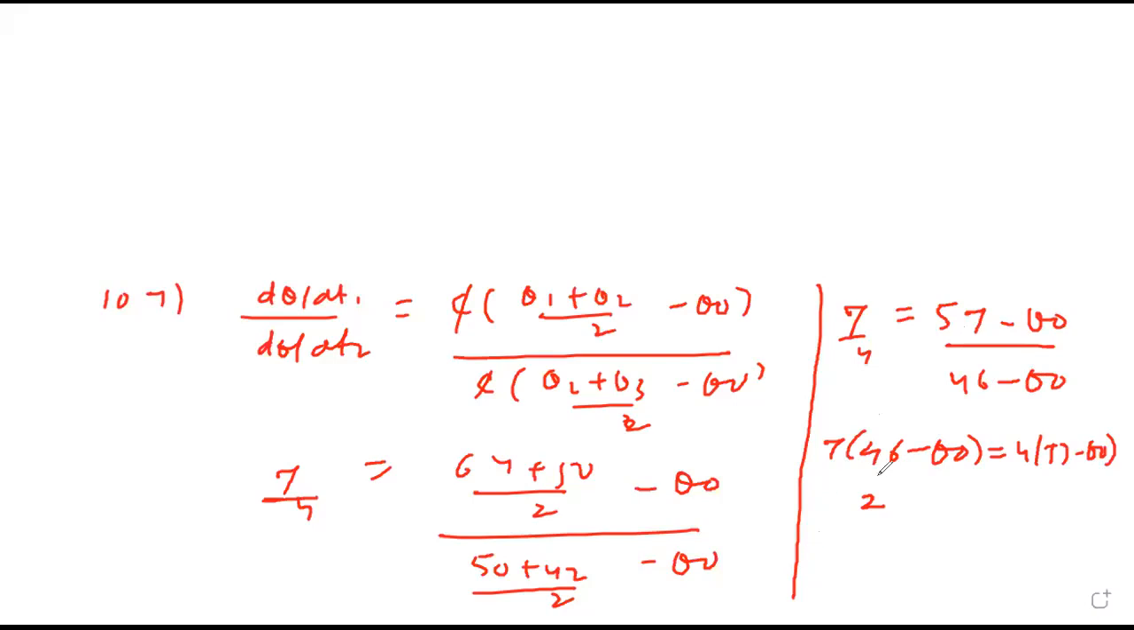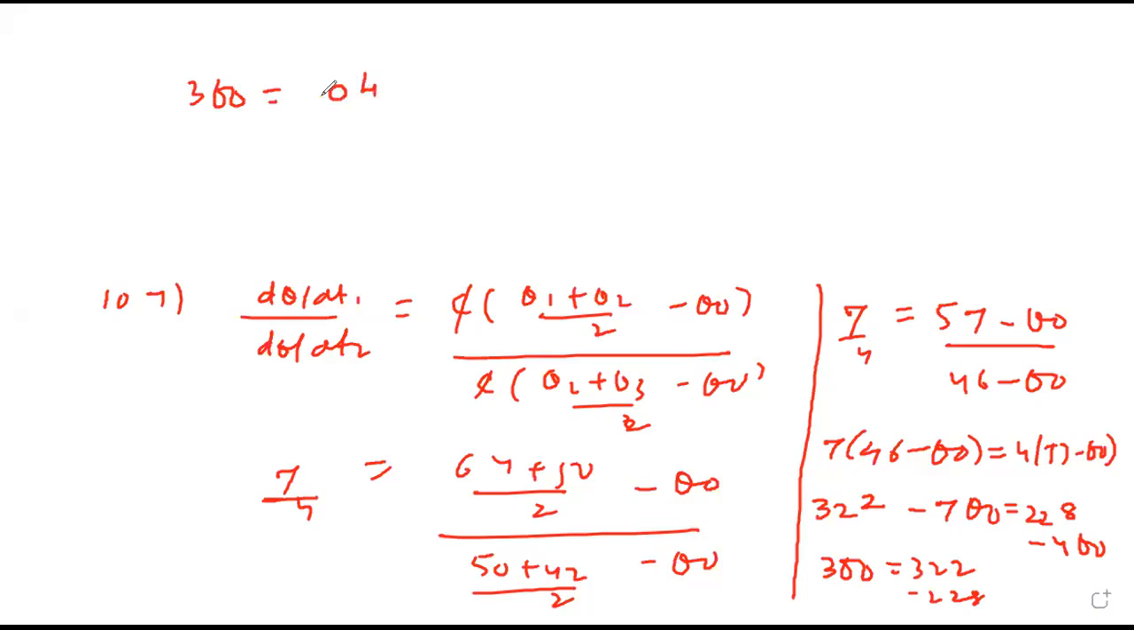7 into 6, 42. 7 into 4, 28. And 4, 28 and 4 is 32. Minus 7 times 4 into 7, 28. So 228 minus 4 times theta 0. So 3 times theta 0 is 322 minus 228. Therefore 3 times theta 0 equals 94. Theta 0 is 94 upon 3. 3 3s are 9.